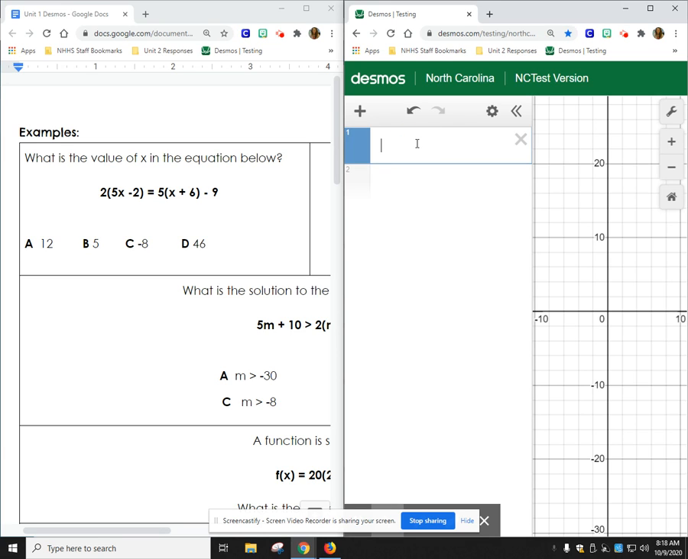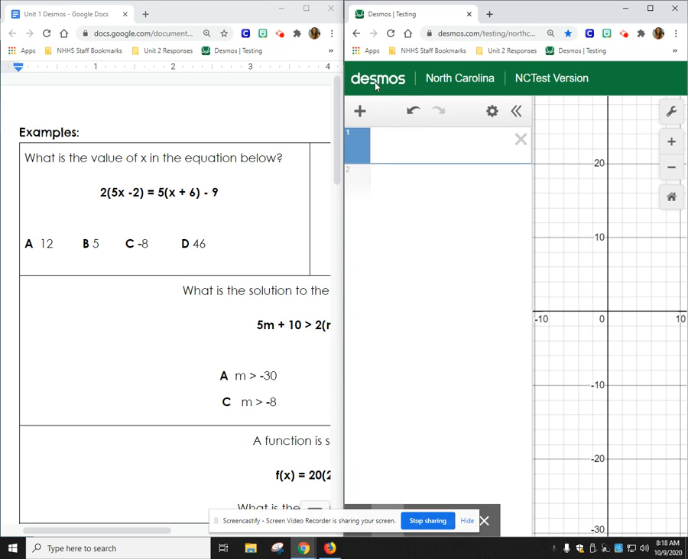All right. Today we're going to look at using the DESMOS calculator, and DESMOS is actually going to be on the NC Math 1 final exam that you will take. So it's an end of course test, and we're going to get you familiar with that and try to help you out. The first thing we're going to look at is going back to Unit 1 and how to use DESMOS for that.